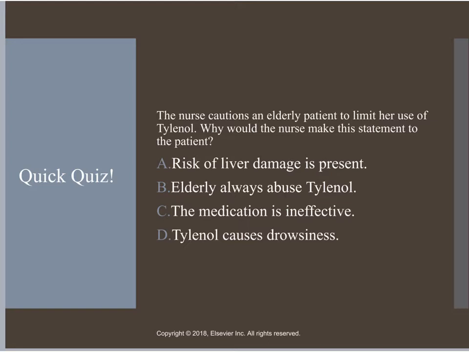The nurse cautions an elderly patient to limit her use of Tylenol. Why would the nurse make this statement to the patient? The correct answer is A. It is important to use non-opioids cautiously. They may have more dangerous side effects than opioids themselves, especially for older adults. For example, acetaminophen and NSAIDs have some very serious side effects. Some of these include liver damage and gastrointestinal bleeding, even when given at recommended dosages.